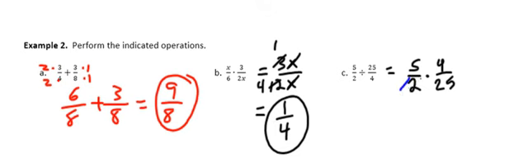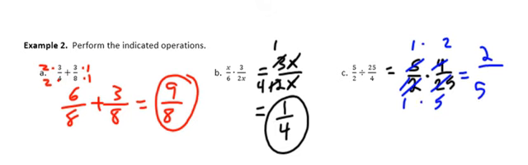Otherwise, if you want to reduce first, 2 goes into 2 once and into 4 twice. 5 goes into 5 once and into 25 5 times. Now I can multiply across. Well, 1 times 2 is 2, and 1 times 5 is 5. I end up with an answer of 2/5.